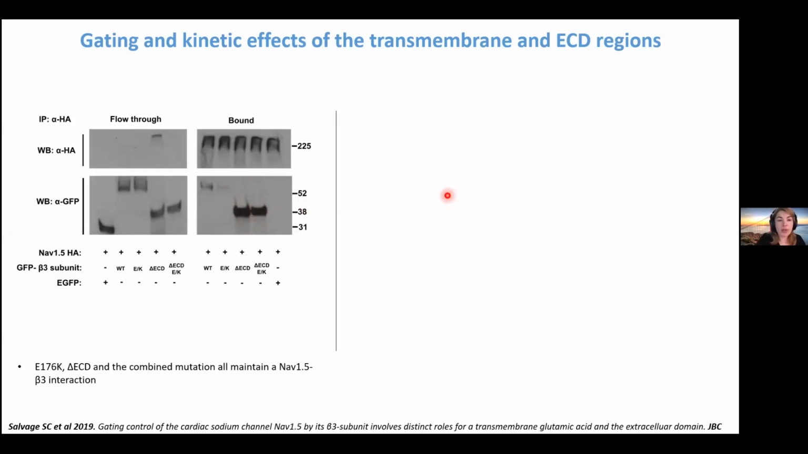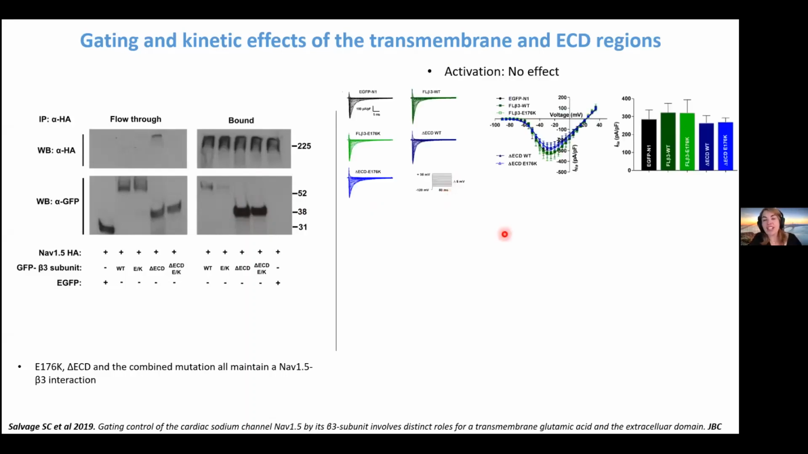So naturally, now that we know that they are still interacting, we decided to look at function using patch clamp electrophysiology. And with all of these mutations, looking specifically at activation, you can see that peak current is unchanged and there are no voltage shift changes in activation. This is pretty much unsurprising, given that previously I've shown you that beta 3 has no effect on these properties.